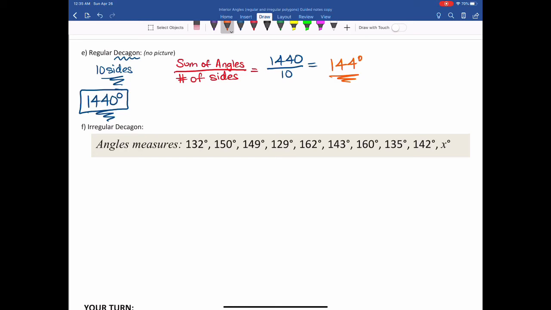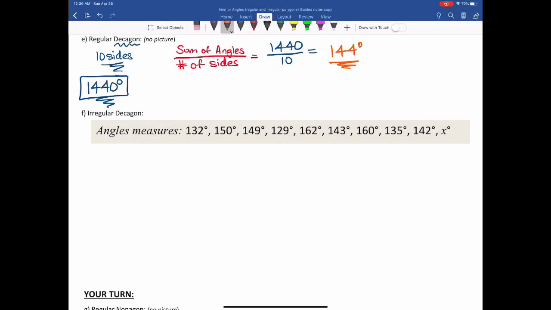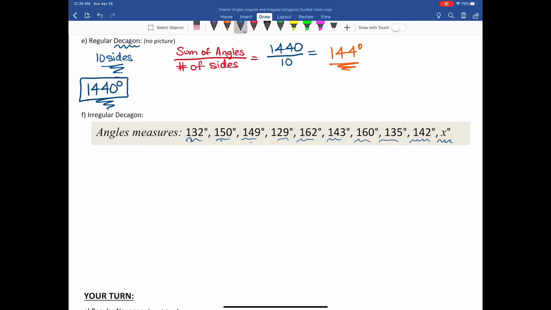All right, I'm not going to attempt to draw that, but if you had a picture of it, you could put 144 in at every vertex there, knowing that it's regular. Now the next example is, just like we were doing before, we have a bunch of angles. All right, we have 10 angles: 132, 150, 149, 129, 162, 143, 160, 132, 142, and x. I know there's only 9 numbers given, but a decagon has 10 angles. So we're going to set this up so that it's x plus whatever all those other numbers add up to.